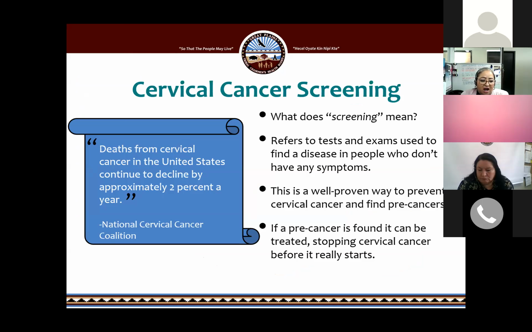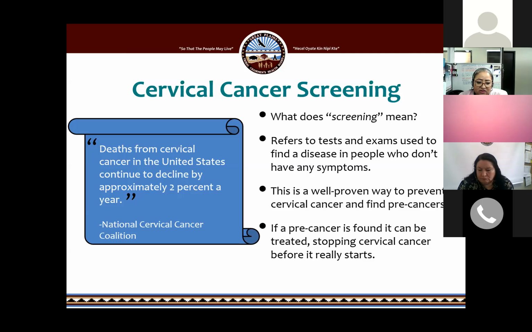Routine screening offers the best way to find cervical precancers, which can be treated to keep cervical cancer from developing. It's also the best way to find cervical cancer early, when it's small and has not spread. Finding cancer early gives you a better chance for successful treatment.